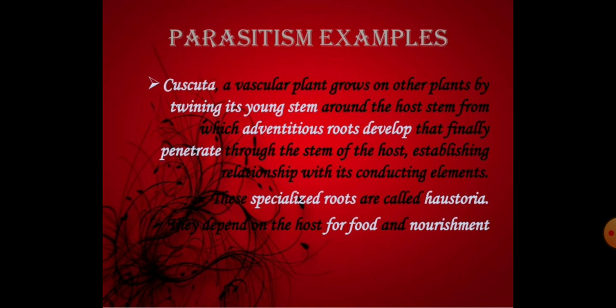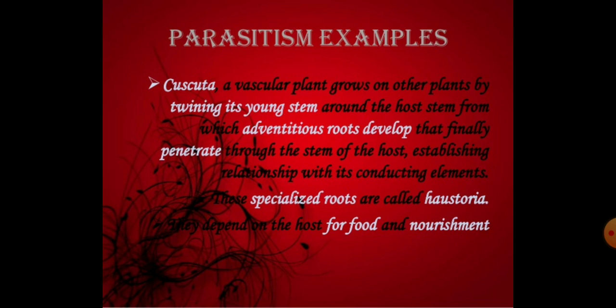It grows on other plants by twining its young stem around the host stem, from which adventitious roots develop that finally penetrate through the stem of the host, establishing a relationship with its conducting elements. Conducting elements means xylem and phloem. Xylem will transport the water and phloem will transport the food in the plant. So these haustorial roots will have a connection with these conducting elements, xylem and phloem, and it will draw all the nutrients, water and food from the host tissue.